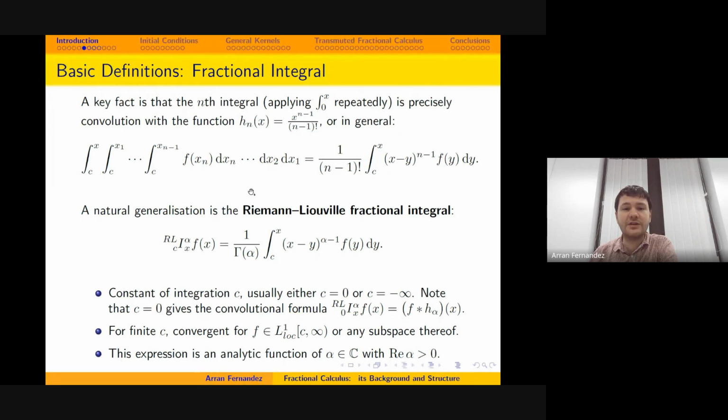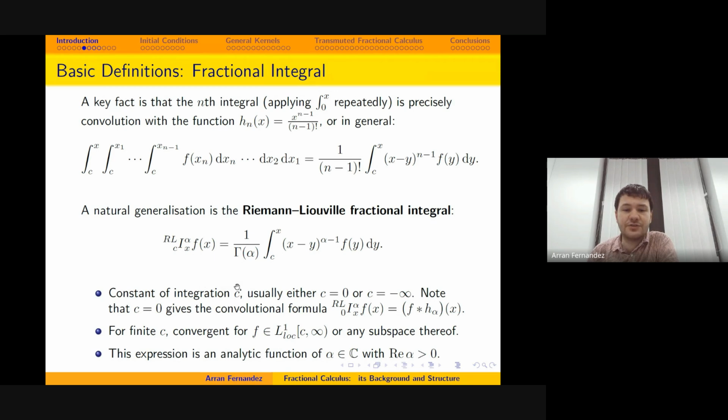Now, the left-hand side cannot easily be extended to fractional n. What does it mean to integrate 2.5 times or pi times? It doesn't have any meaning. But the expression on the right-hand side can be easily extended to the case where n is not an integer, and this gives us the Riemann-Liouville fractional integral, which is here.